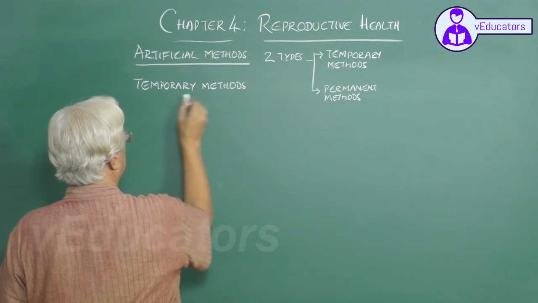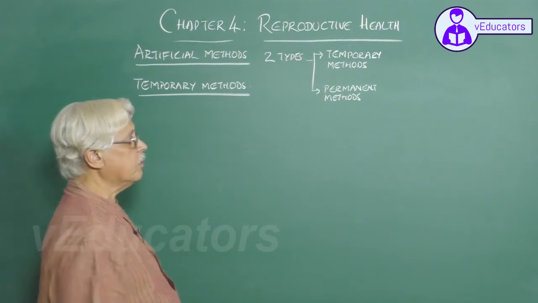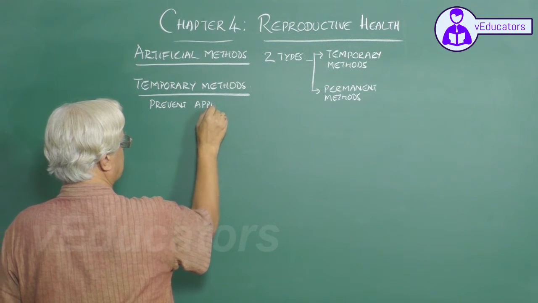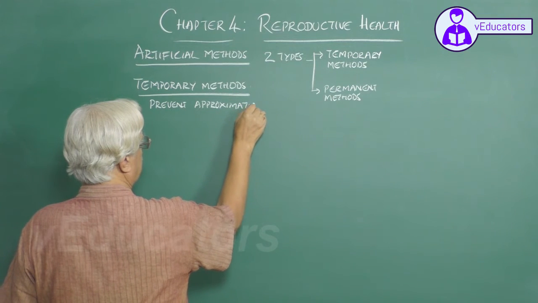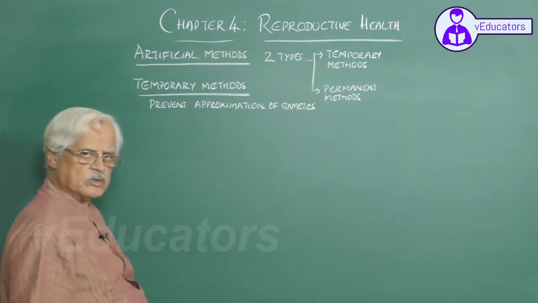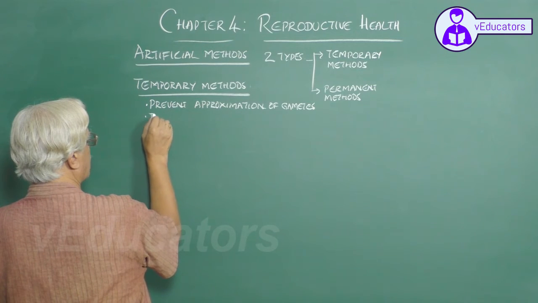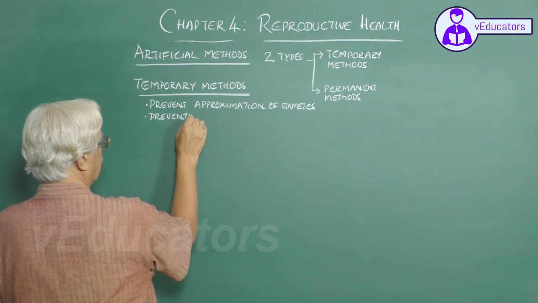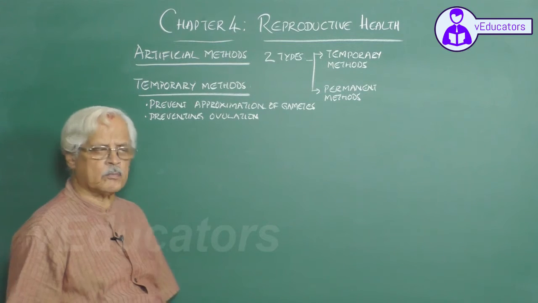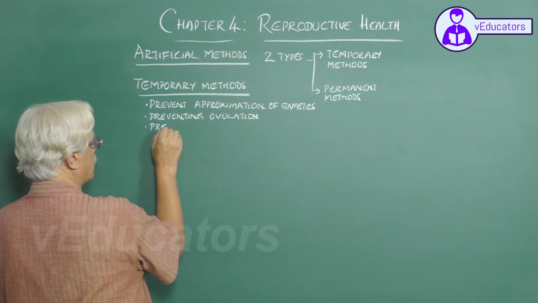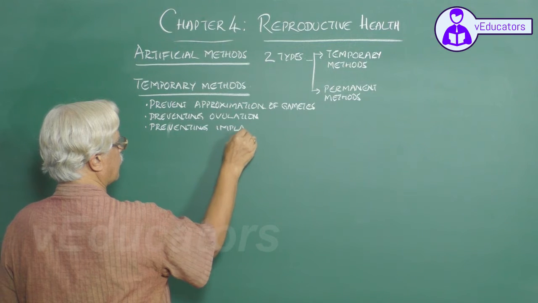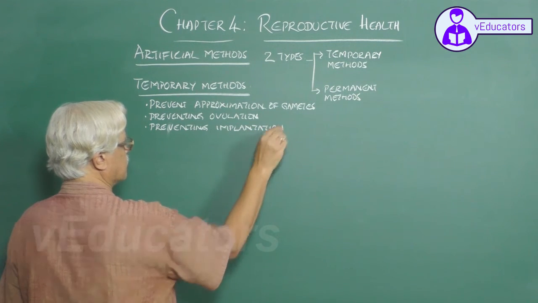are primarily based on the idea that they prevent meeting of the gametes, approximation of the gametes. This is one possibility. Preventing ovulation. This is another possibility. And preventing implantation. This is another possibility.